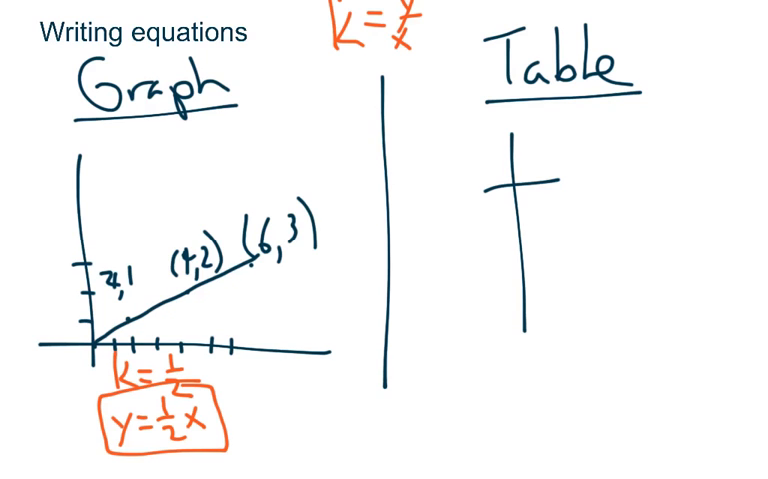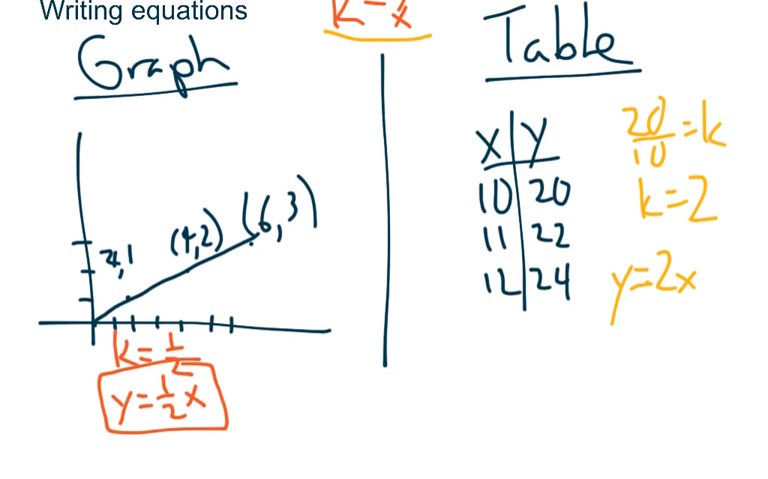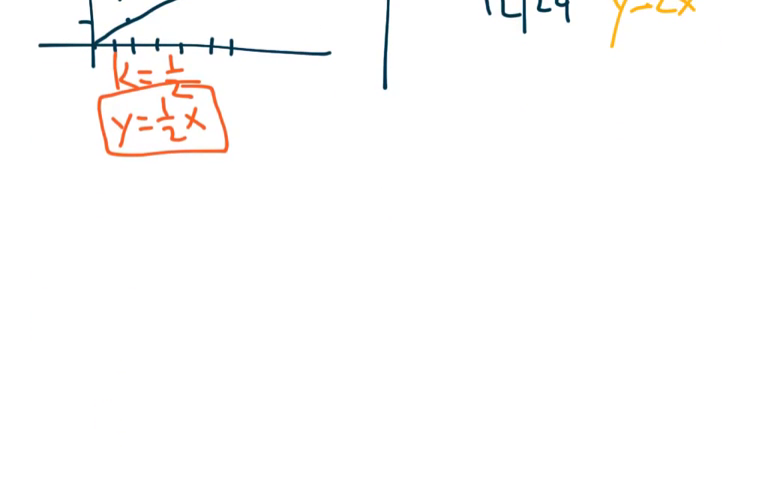Similar idea with the table. So we look at our xy table, and this time let's say we have 10, 11, 12, and we had 20, 22, 24. Use k equals y over x, 20 over 10 is equal to 2, so k equals 2, so y has to equal 2x. Now, the final version of writing an equation might come in the context of a word problem.